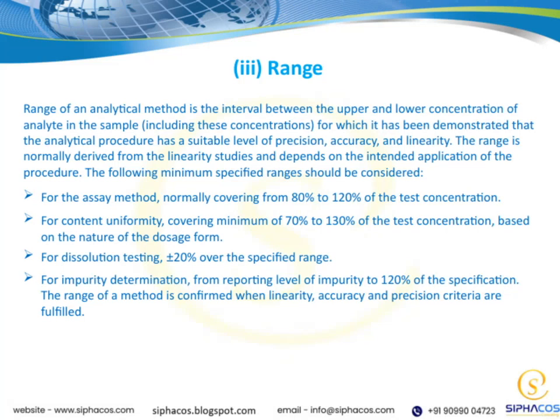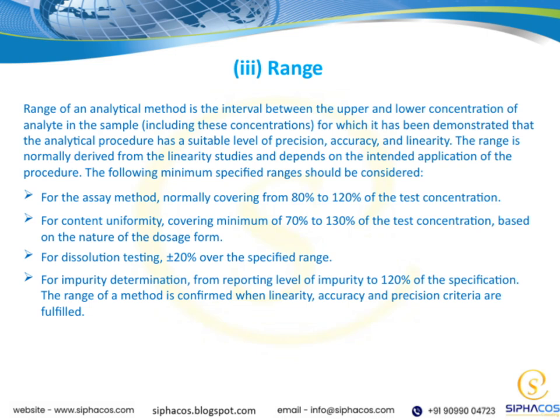Now, let's talk about the range of an analytical method. The range is essentially the interval between the lowest and highest concentrations of the analyte in a sample for which we have proven the method works reliably. This includes both ends of the spectrum. It's important because it shows us where the method maintains acceptable levels of precision, accuracy, and linearity.